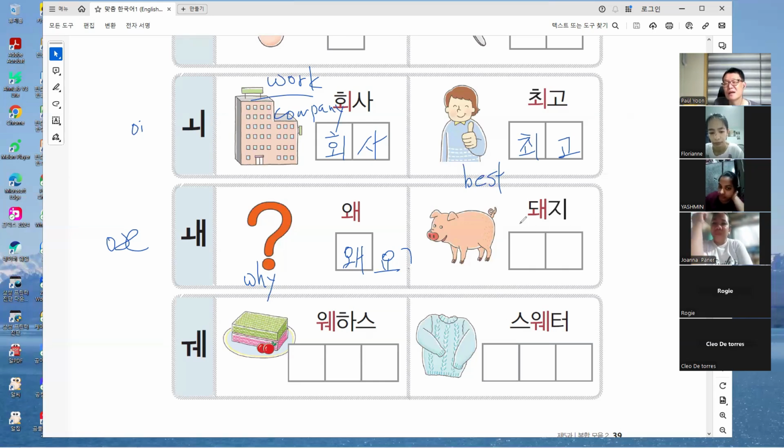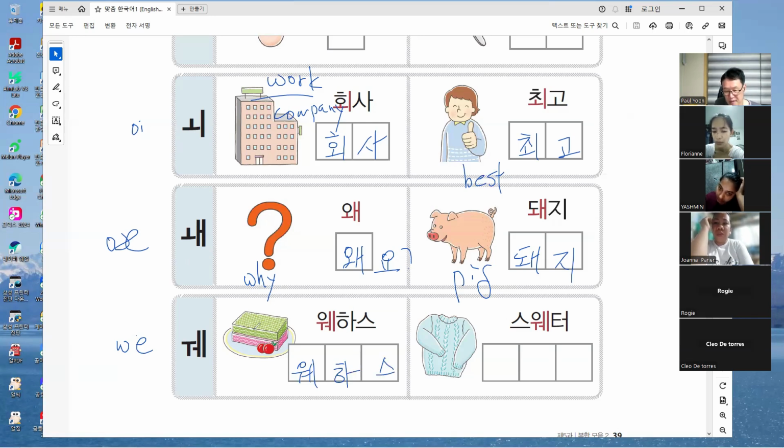This one, can you read? 돼지. Okay. 돼지. Pig. This one. 왜? 왜하스.